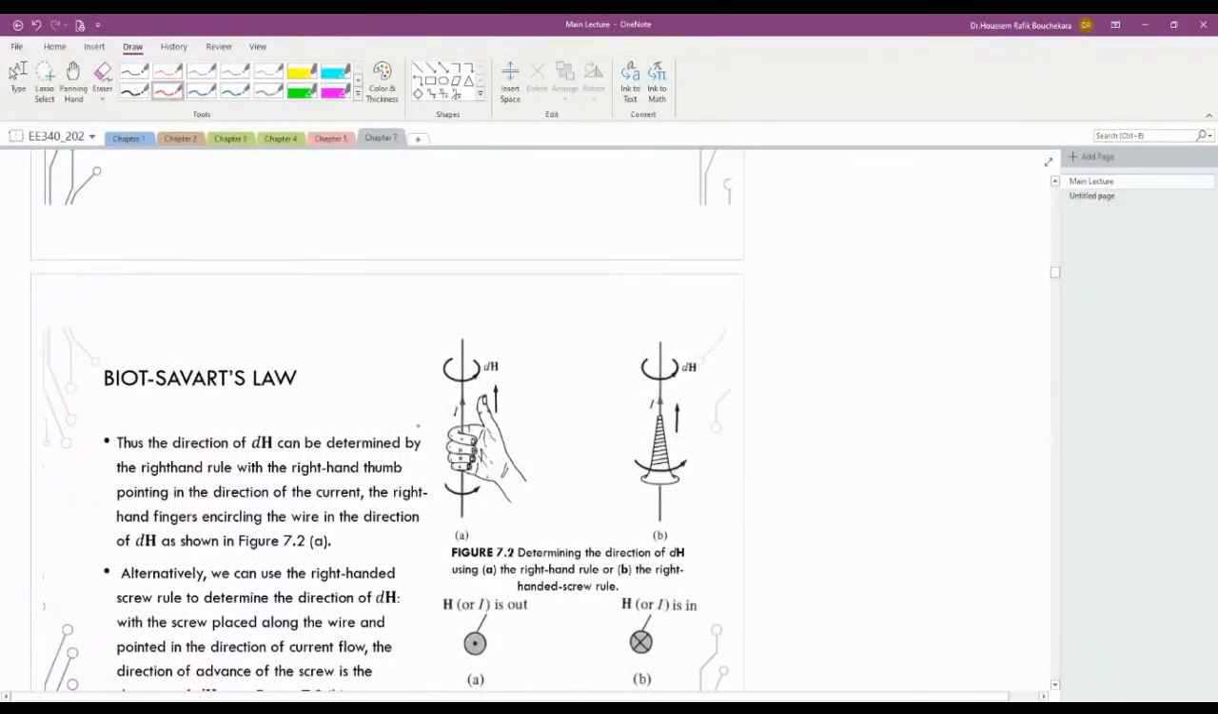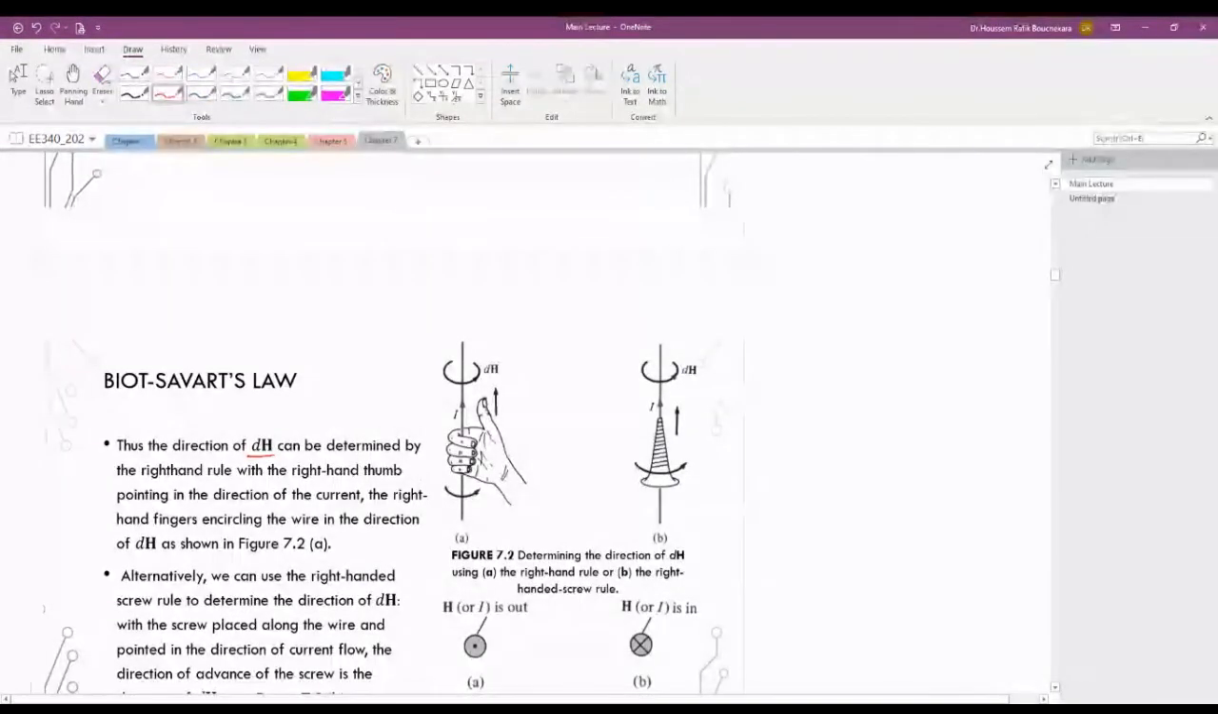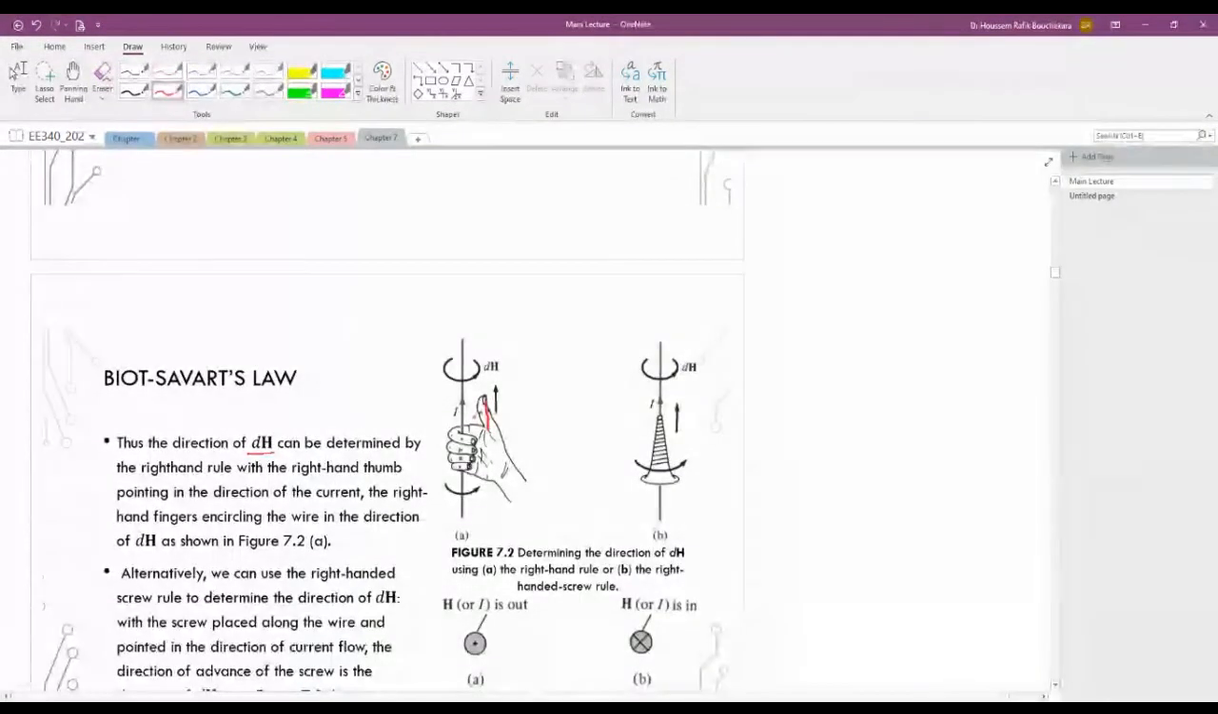Now how do we determine the direction of dH? There are two laws basically. The first one is called the right hand thumb rule, or the right hand law, and the second one is called the right handed screw rule. Okay, right hand screw rule.